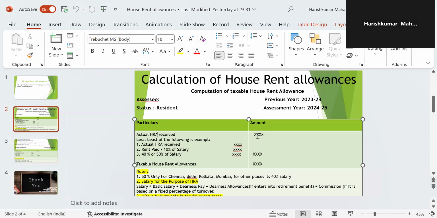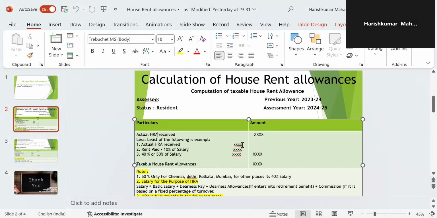From that, the least of the following is exempted. As per income tax, they provide 3 points. Any one, whichever is less, is exempted from house rent allowance. First one is actual HRA received. Actual HRA received is nothing but how much amount you receive from your employer. Second, rent paid minus 10% of salary.